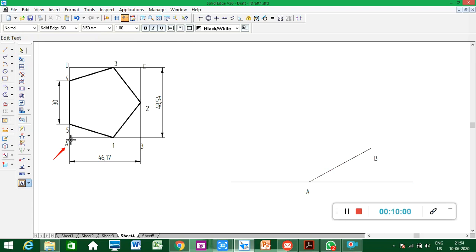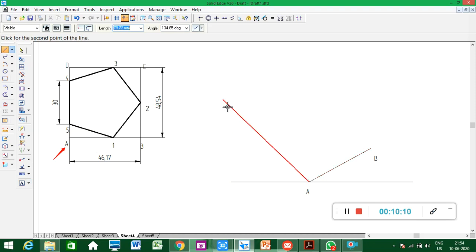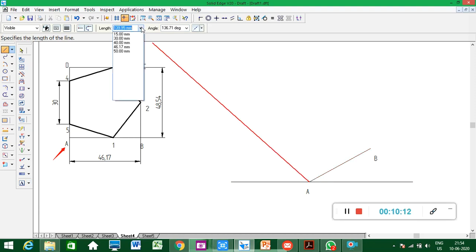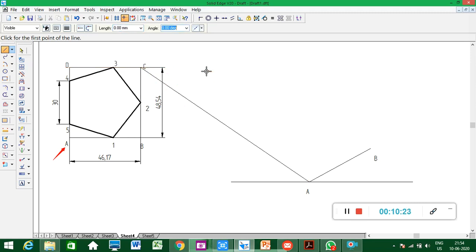Then I have to draw AD. How much is it? 48.54. BC and AD are the same. So from this end point I draw an angle. How much will I take here? 30 degrees from this horizontal. And the length, how much will I take? 48.54. I'll decide first. 48.54 is the length.